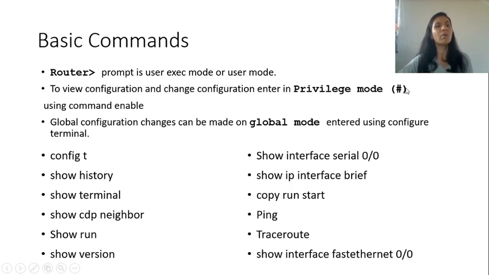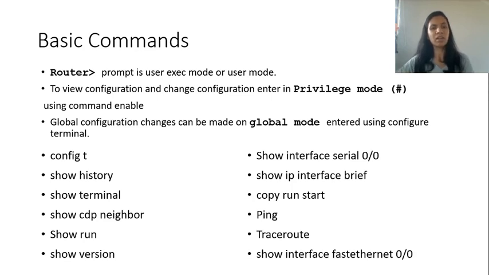In order to make some configuration changes on your device, you need to enter the global configuration mode. You can enter the global configuration mode using the configure terminal command in the privilege mode. In global configuration mode, you can make different types of configurations, like you can set the host name for your device. You can also set IP addresses for your interfaces by going into the interface configuration mode. You can go to the interface configuration mode from the global configuration mode only.